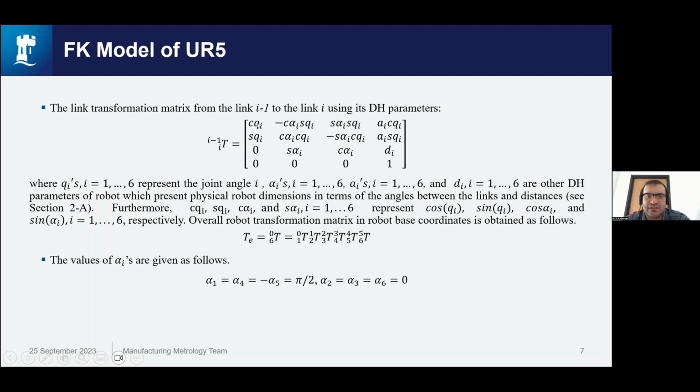So we have qi as the joint angles, alpha i as the link twist, as well as the other parameters like ai and di. All of them together identify the forward kinematic of the industrial robot from one link to another. And then to find the overall forward kinematic of the industrial robot, it is possible to multiply all of these forward kinematics to each other to find out the overall forward kinematic of the industrial robot.